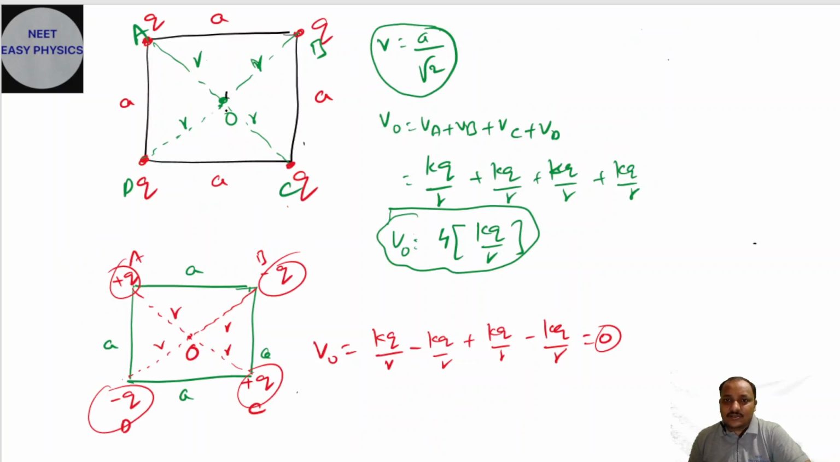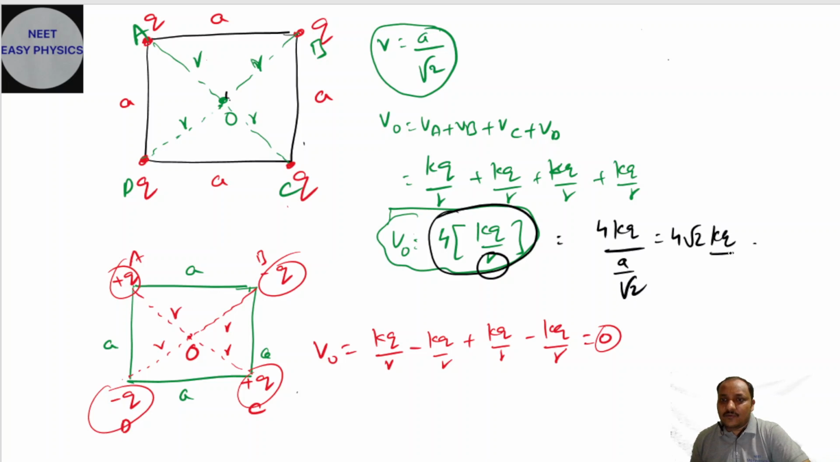Now this is potential at center. Now what is small r in this? In place of small r, we can write a by root 2, so 4 root 2 KQ by a. This is in terms of small a.